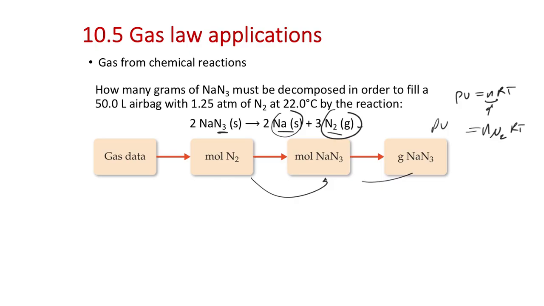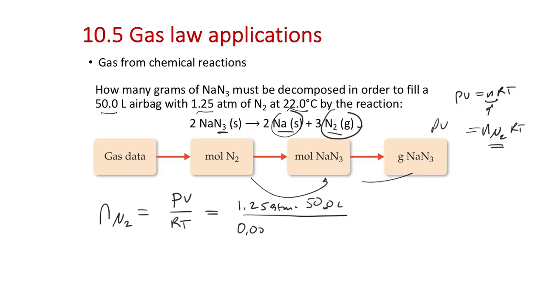So we have a reaction that's going to generate a gas. How much gas do we need? By the ideal gas law, I know the pressure, the volume, and the temperature, so I can solve for moles. Let me write this over here. My moles of N2 that fill that airbag should equal PV over RT. So we take the pressure, 1.25 atmospheres, multiply it by the volume, the 50-liter airbag, and divide by our gas constant.